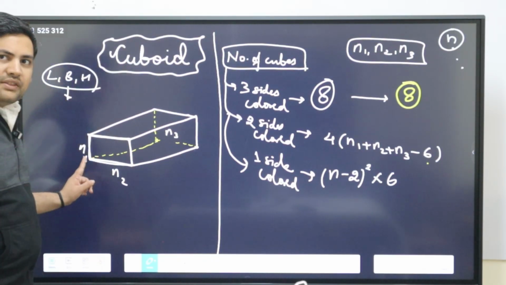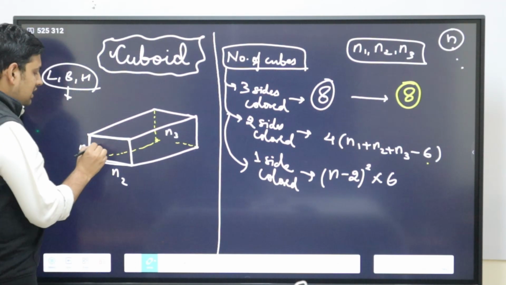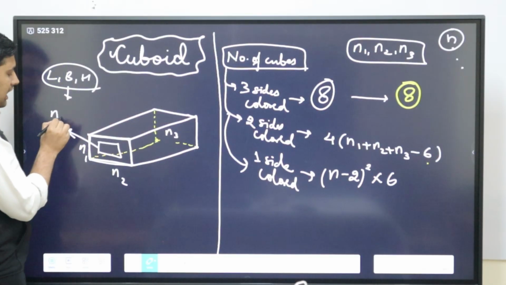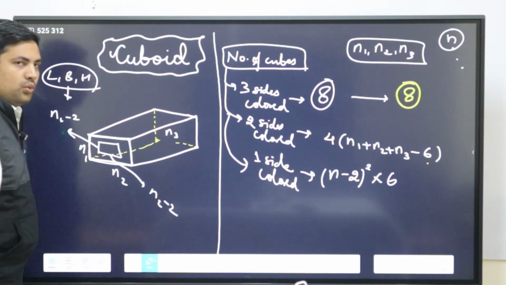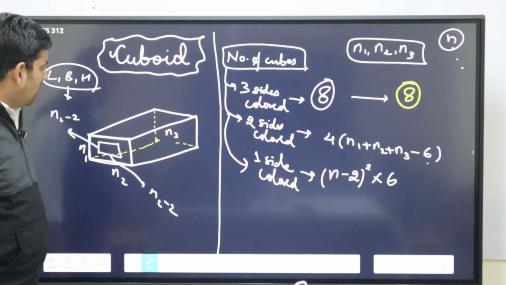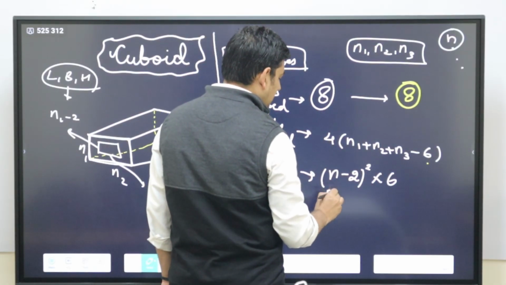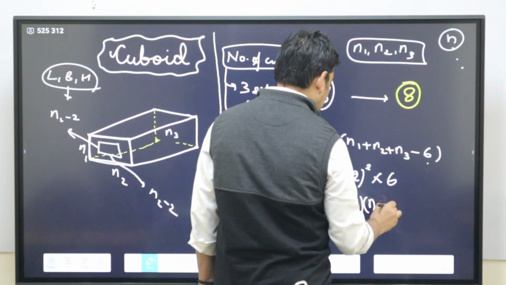This is actually n1 into n2, not n into n, correct? So here this length will be what? This length will be n1 minus 2 and this length will be n2 minus 2. Can you see this? So for this particular face, it will be actually n1 minus 2 into n2 minus 2.